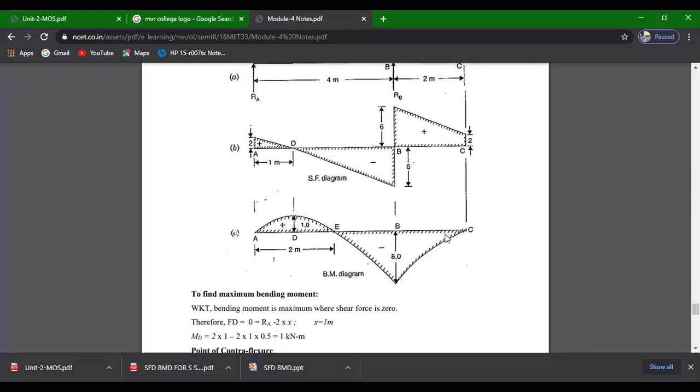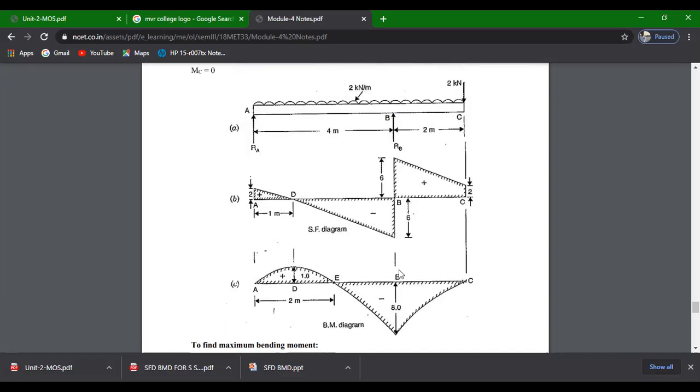Which is usually represented by this second degree parabola, and this is also a second degree parabola. This is how it looks. This is the construction procedure for the SFD and BMD diagrams, and the remaining concepts will be discussed in the next class.